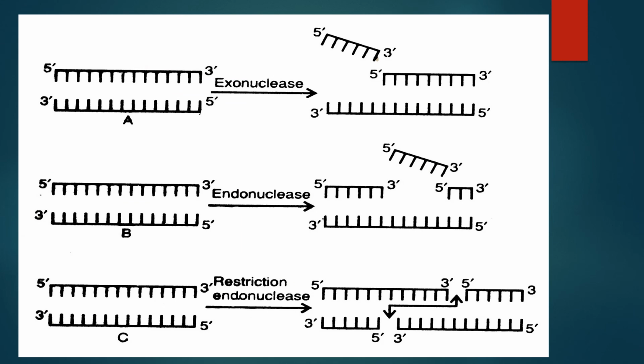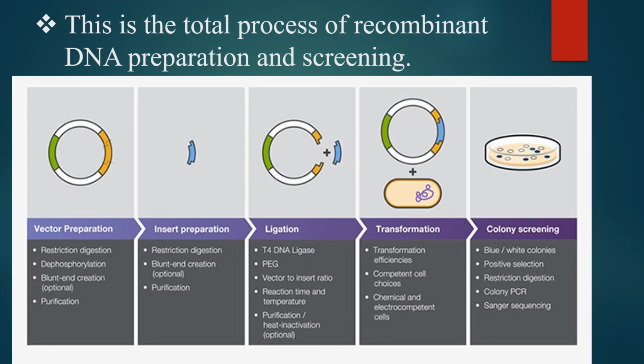This slide represents the difference between exonuclease action, endonuclease action and restriction endonuclease action. In this slide, we can see the total process of recombinant DNA preparation and screening. The first step is vector preparation, the second step insert preparation, the third step ligation, the fourth step transformation and the fifth step colony screening.